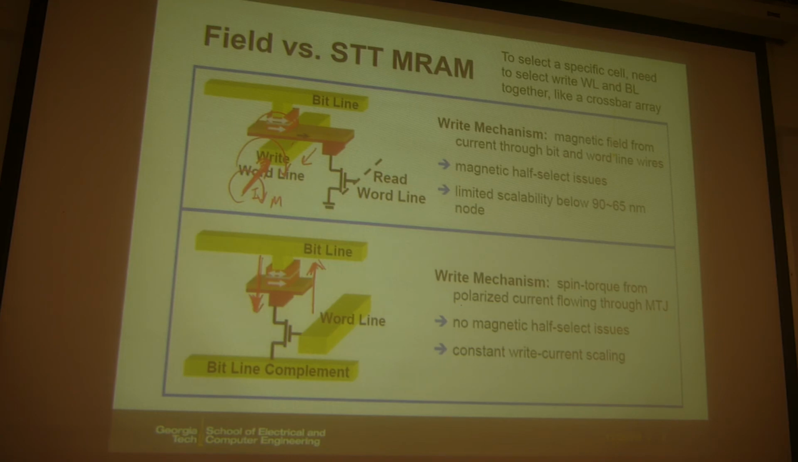Sorry. If we do the write operation on the first structure, the write operation will write all the cells on the same. Oh, that's a good question. So this is a half-select issue. We will talk about it in a minute. So it's like a crossbar array. You should avoid that. So we'll talk about that in a minute.